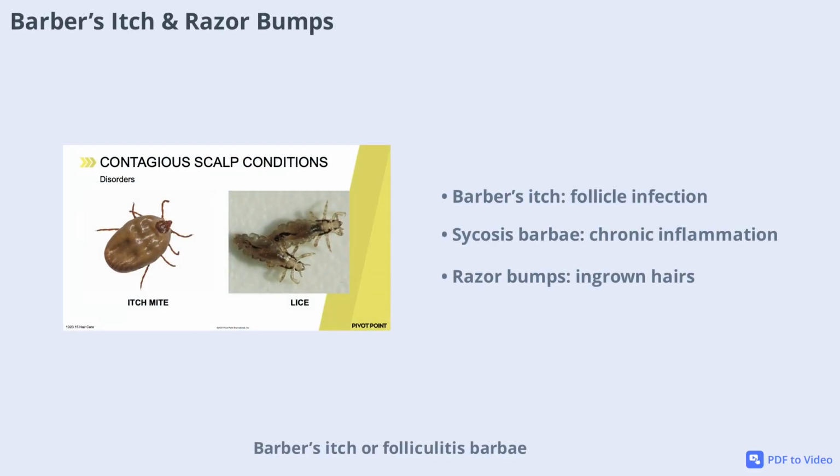Barber's itch or folliculitis barbae is an infection of the face and neck, causing redness and pustules around hair follicles. Sycosis barbae is a chronic inflammatory infection of the beard and mustache area, leading to pain, itching, and burning. Razor bumps or pseudofolliculitis barbae are usually caused by ingrown hairs and result in chronic inflammation. Proper hygiene and technique can help prevent these conditions.